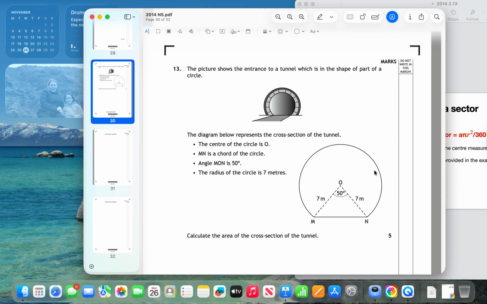So you see this shape and it asks you to calculate the area of the cross section of the tunnel. Now the cross section is this shape, this one. And you might be thinking, well, I didn't learn how to calculate the area of these types of shapes. And to an extent, you're right. But if you look at it, you can see two other shapes that you do know how to calculate the area of.